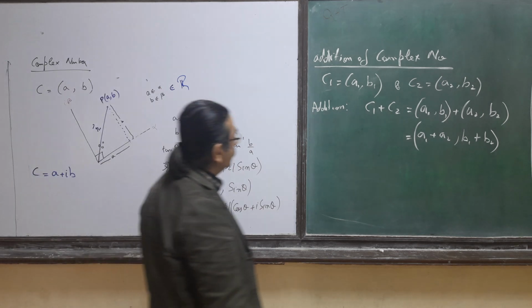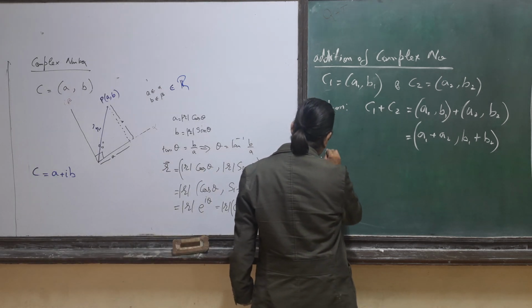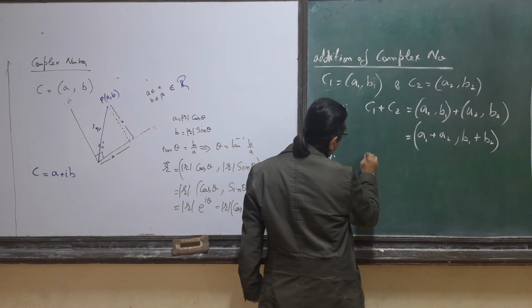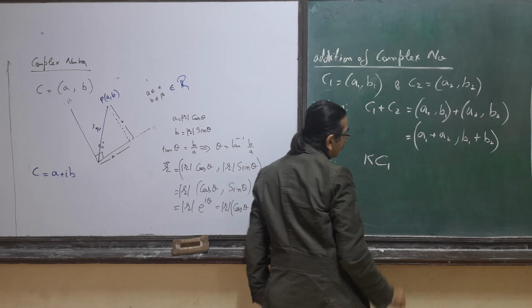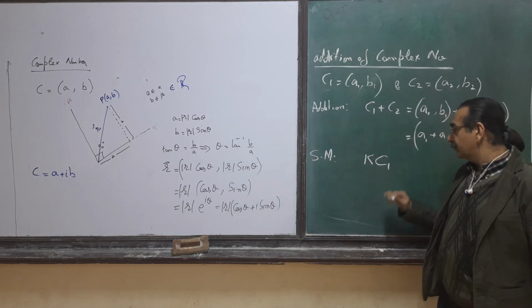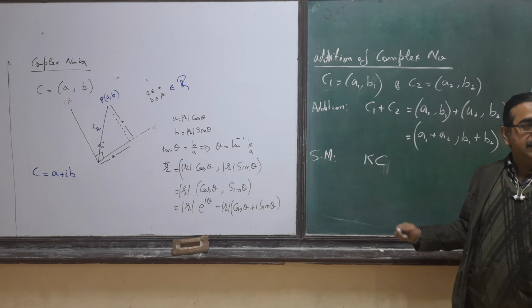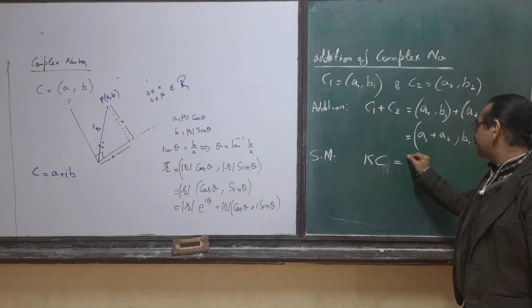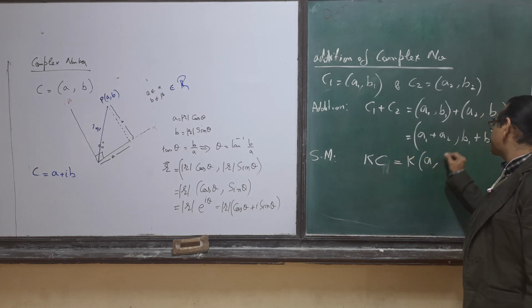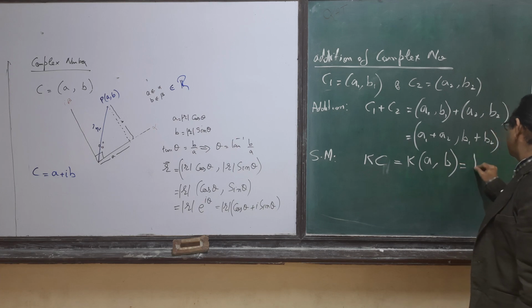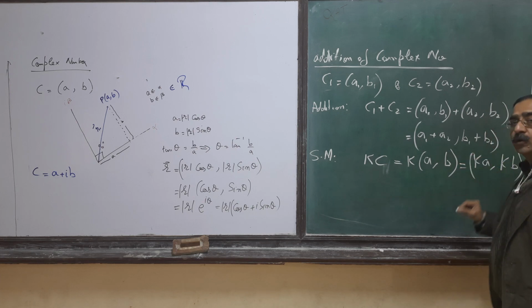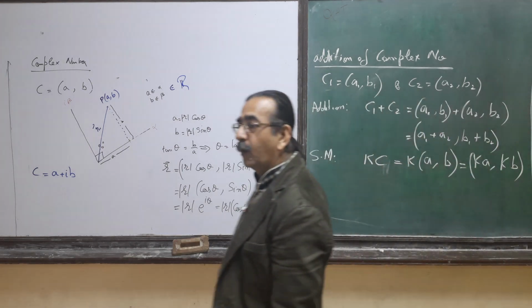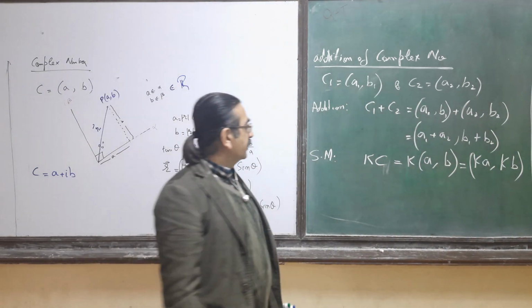What is scalar multiplication? If you multiply any number, or any field element k, with the complex number, then k will multiply both elements of the pair.